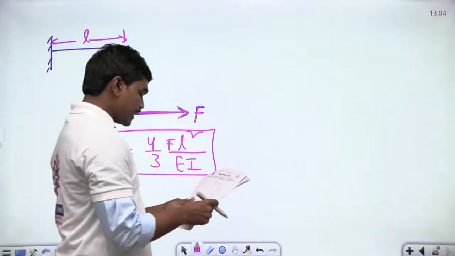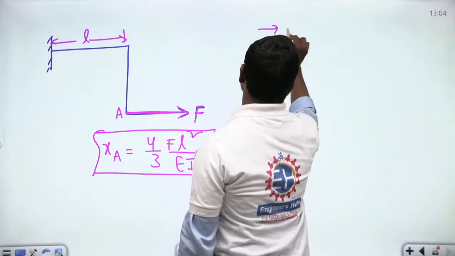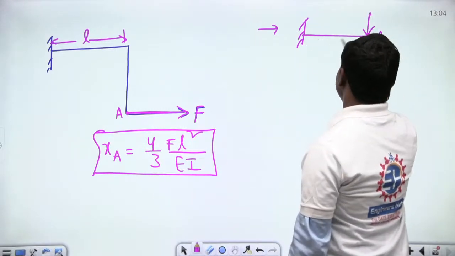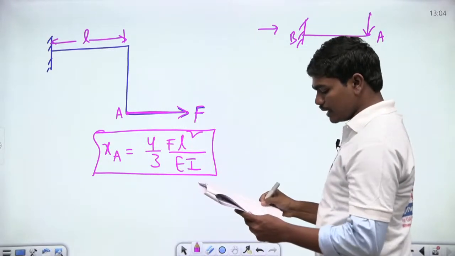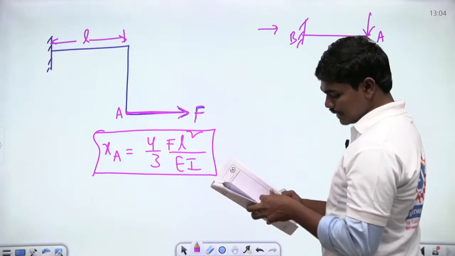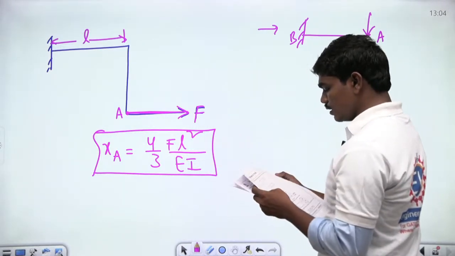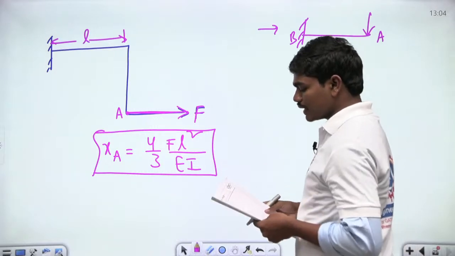Next, there is one cantilever. They are asking you for the area of the bending moment. So there is one cantilever, and there is a point load here. This is A, B. They are asking you for the area of the bending moment diagram, and EI is given. AB is also given. Length is given. So they are just asking you what is the deflection angle theta A.